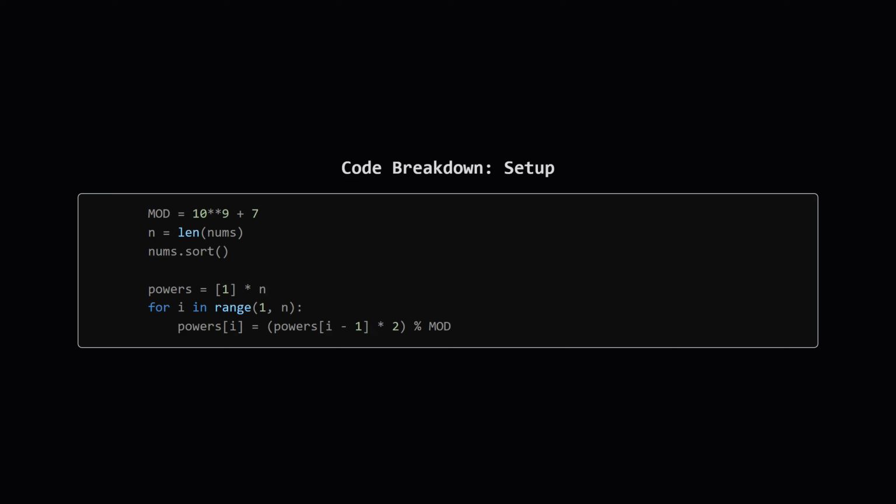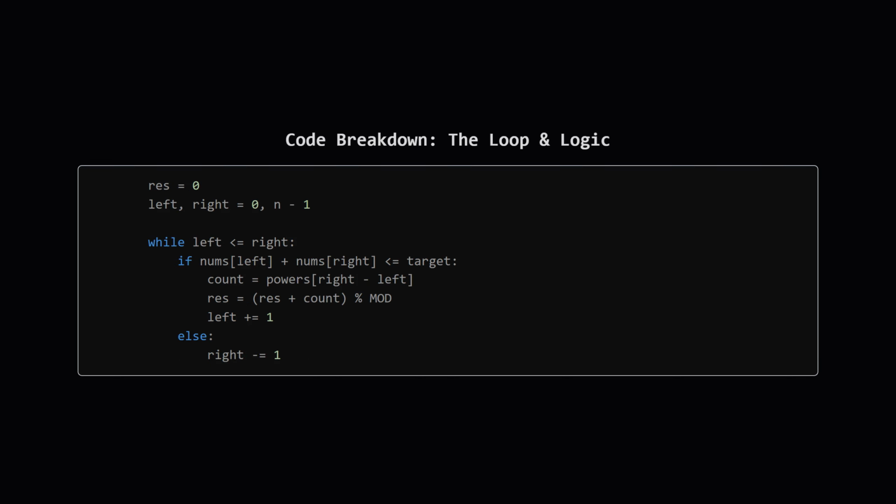We also create a helper list, which we're calling powers. This list will store pre-calculated powers of 2. This is just an optimization so we don't have to calculate, say, 2 to the power of 10 over and over again. We can just look it up. Next we set up our main loop. We have our left pointer starting at the beginning, index 0, and our right pointer at the very end. The loop continues as long as the left pointer hasn't crossed the right pointer.